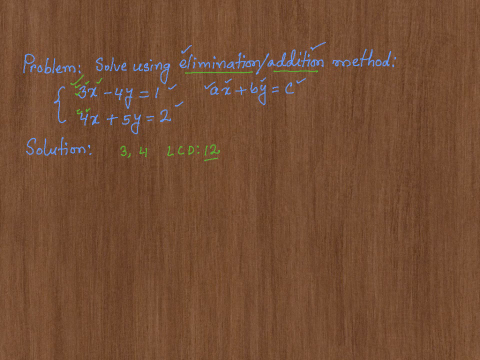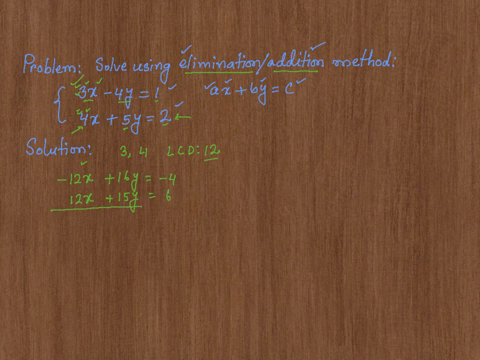Negative 4 times 3x is negative 12x. And negative 4 times negative 4y is positive 16y, equal to negative 4 times 1, which is negative 4. Now that the coefficient here is negative 12, I have to make sure the coefficient from the second equation is positive 12. To achieve that, I just multiply this equation by 3. 3 times 4x is 12x, 3 times 5y is 15y, equal to 3 times 2, which is 6.